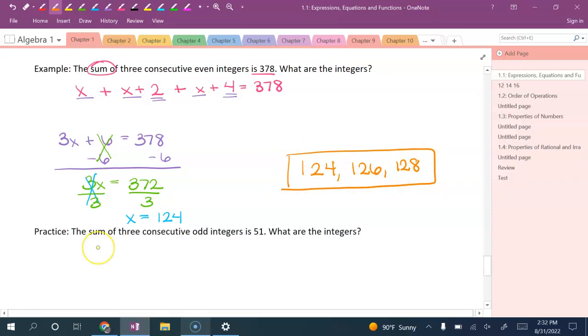So for this next problem, I'm going to have you guys do this one on your own. You are going to set it up the same way, because remember we were talking that even and odd numbers behave the same. So you're still going to want to have this x plus 2 plus x plus 4. But this time you're going to want to set it equal to 51. So go ahead, pause the video here, try to do this problem, find those three numbers, and then keep watching to see if you've got the right ones.